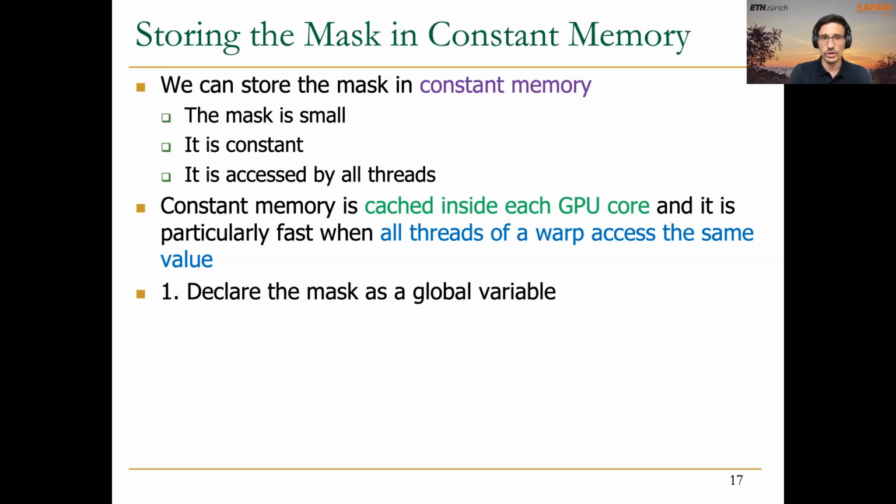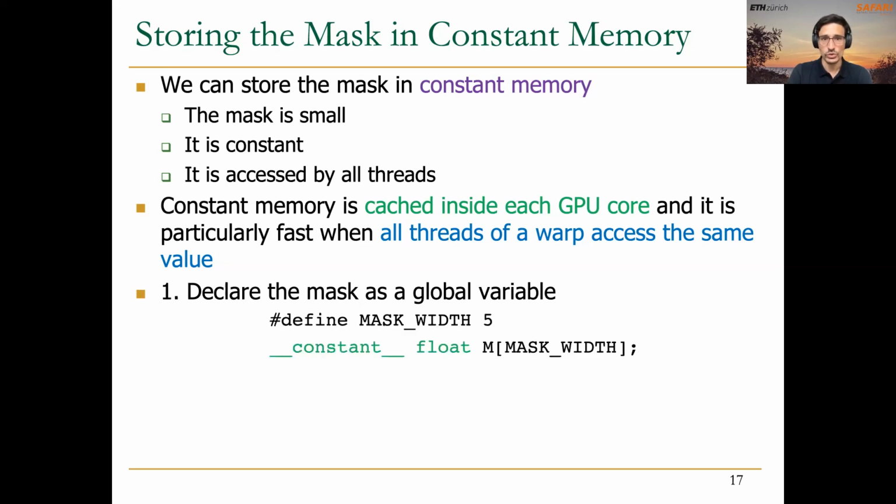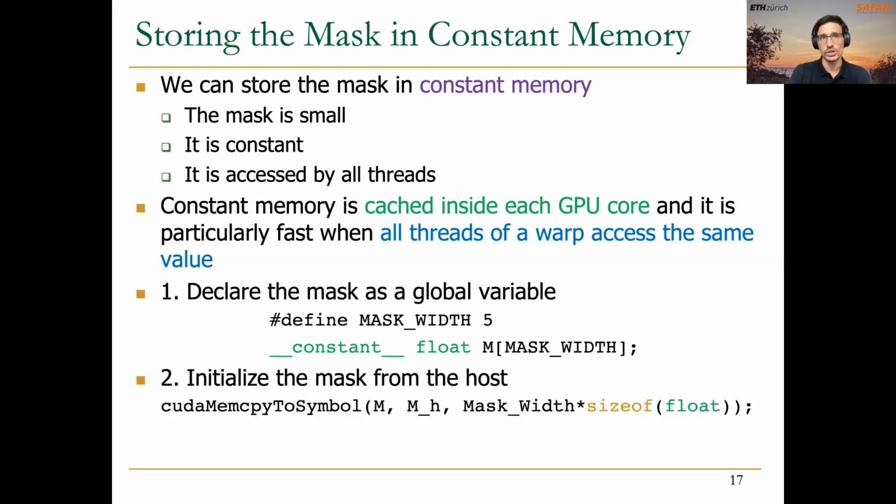First of all, we are going to declare the mask as a global variable. This is the way to do this. In this case, we define the mask width equal to 5, and here we declare the mask M by using this constant qualifier. Then we have to initialize the mask from the host. To do so, we use the cudaMemcpyToSymbol function, where we identify the destination M, that is the mask in constant memory, the source, this M_h that resides in the main memory of the host processor, and the size of the mask, mask width times sizeof float.